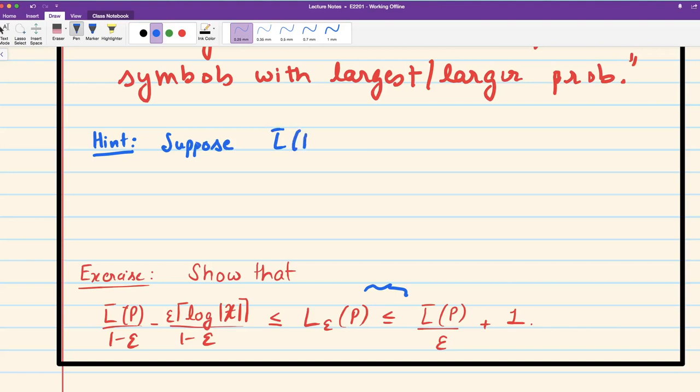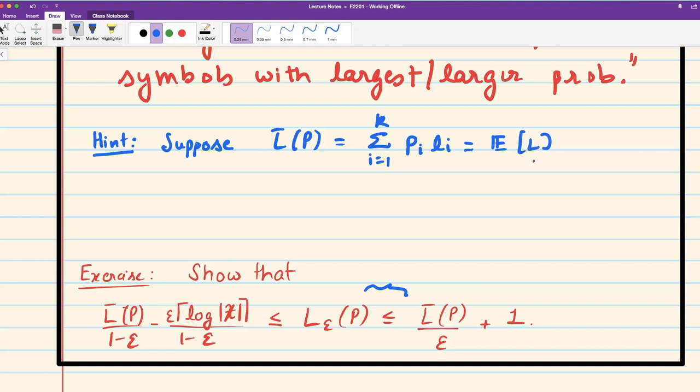L bar P equals the summation from i equals 1 to K of Pi Li. Suppose it's attained by this particular assignment Li. Then you can think of this Li as a random variable, and this L bar P is the expected value of this random variable. So I'm writing it in that form.